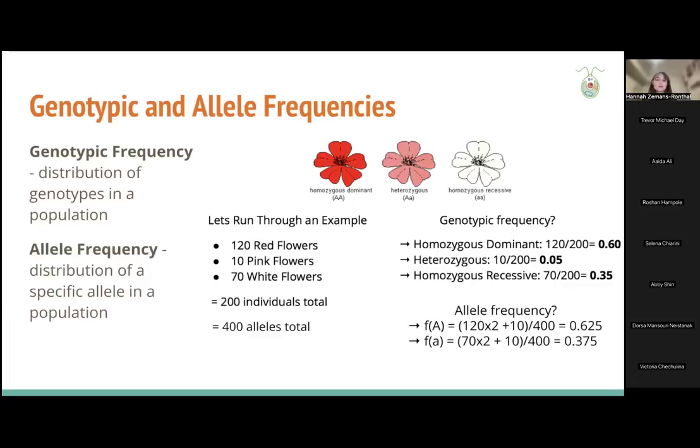Then for the allele frequency of little a, we're taking our 70 white flowers, which is again our homozygous recessive, and we're multiplying that by 2 because the homozygous has 2 copies of it. And then we're adding on our 10 recessive alleles from the heterozygote, and we're dividing that by our total number of alleles, which is 400. And again, that gives us our number of 0.375.